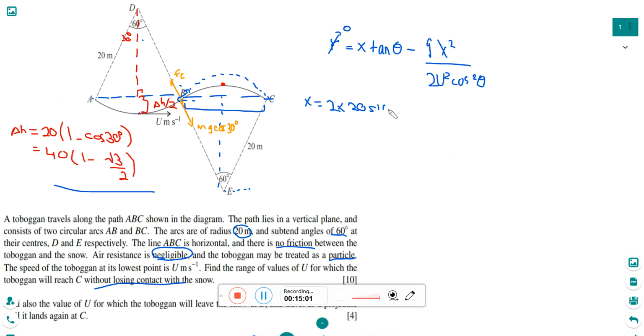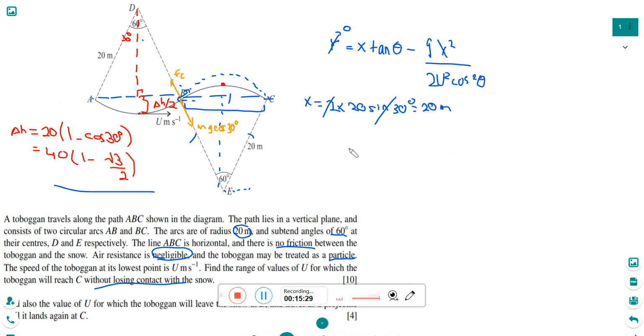sine 30 degrees. Sine 30 is half, implies that this cancel and this cancel, so the distance between B and C also remains 20 meters, or you can assume that this is an equilateral triangle. Both of them has same sides.